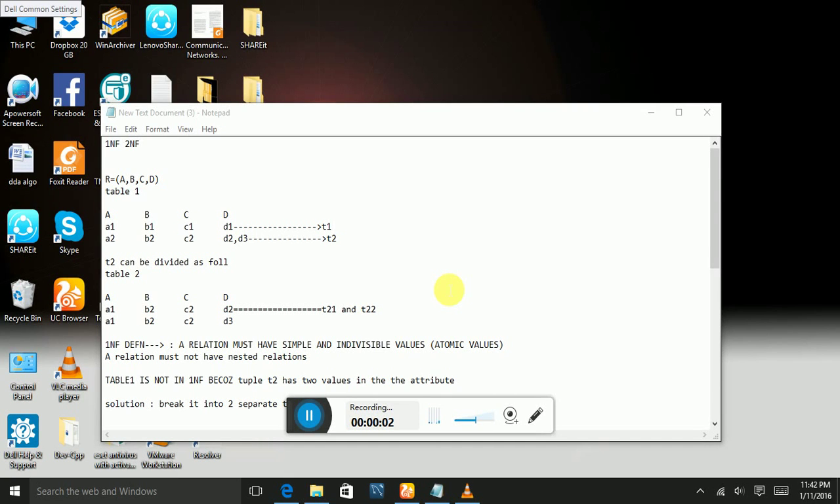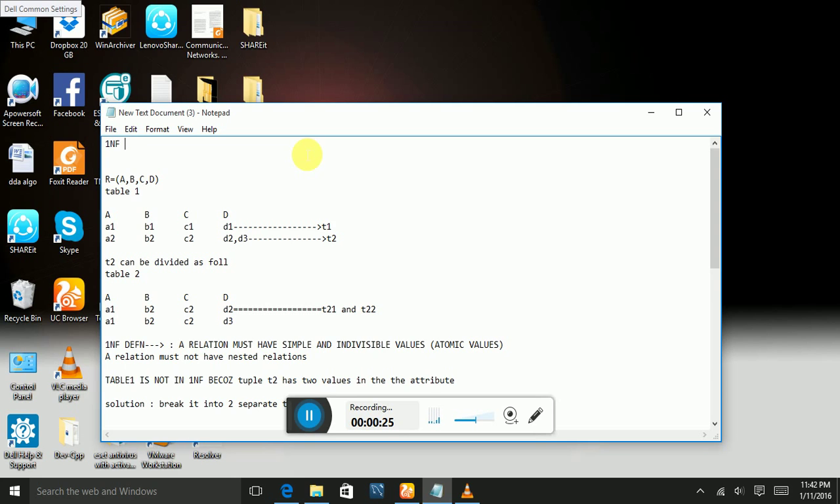Hello everyone, I'm Harsha, and this is my first tutorial on DBMS. This time I'll be giving you a brief glimpse of the normal forms, and I'll be discussing only one of the normal forms, which is called the first normal form.